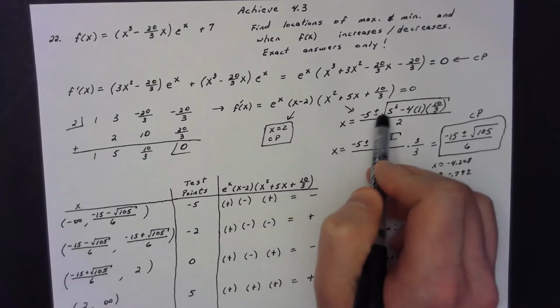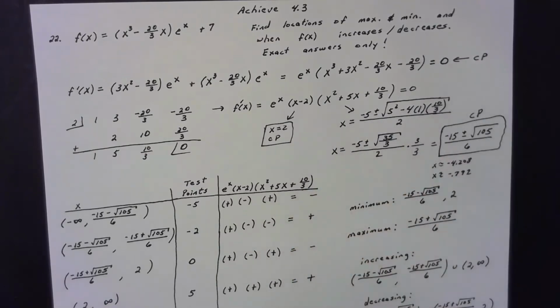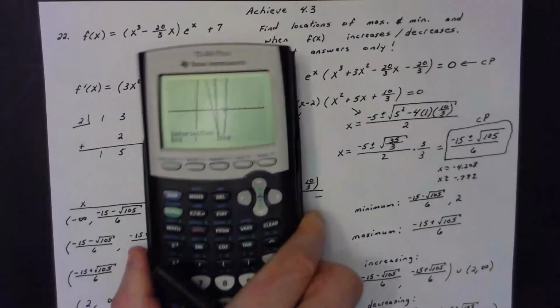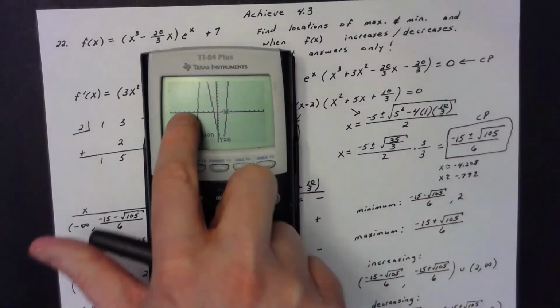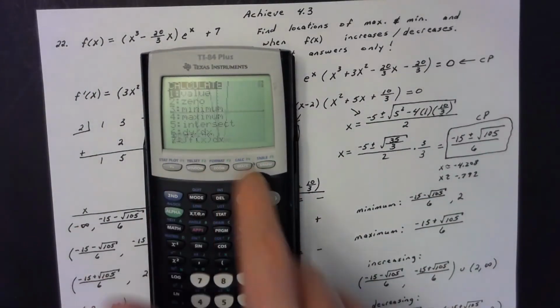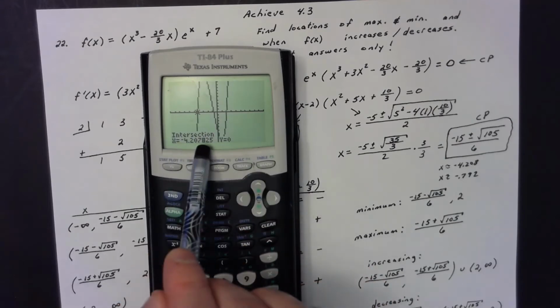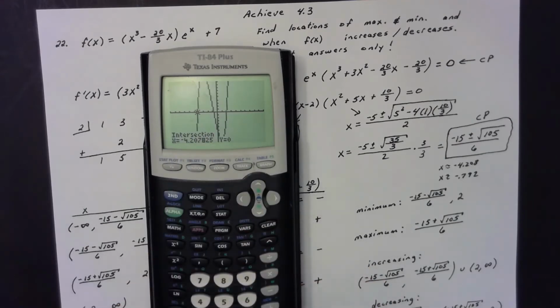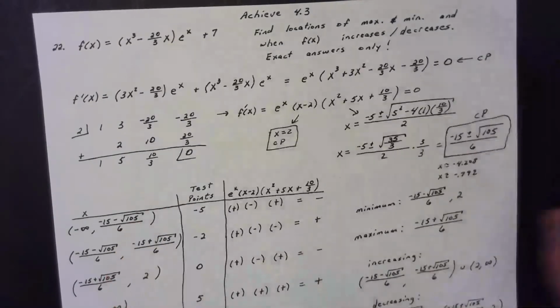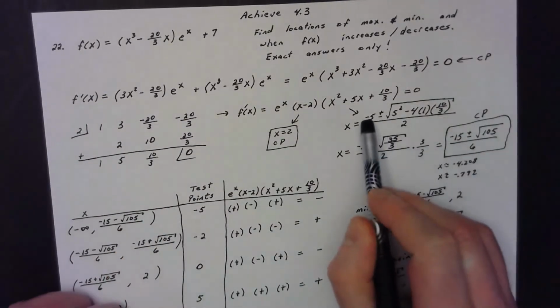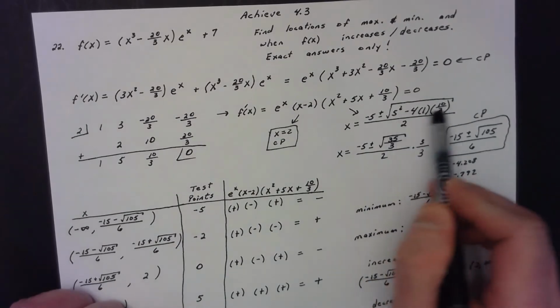Easiest way to do that is the quadratic formula. Now, I already know the solutions to that quadratic factor. I could find the decimal answers here. I could go second calc 5, enter, I'll guess -7. One of those decimal answers is -4.208. The other one was -0.79 that we already saw. But Achieve is wanting the exact answers. That's why I had to go in and do it out this way.